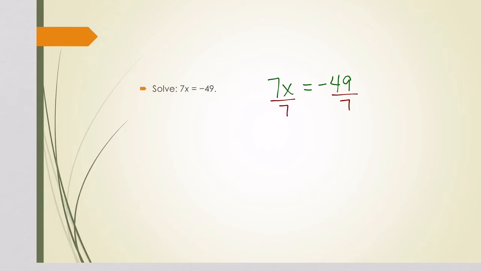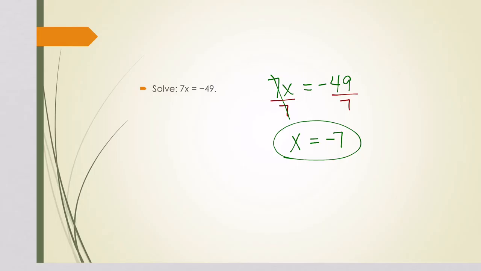So 7 divided by 7 is 1. That's exactly what we wanted. We wanted there to be a 1 in front of that x that we don't normally write, but it is there. And now we want to divide negative 49 divided by positive 7, and you get negative 7.